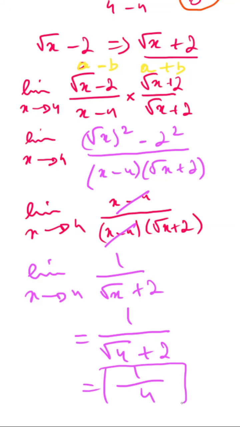So this is it. As you can see, we had to pass through conjugation, the conjugates, because we had square roots. So a small tip for you: whenever you see a square root inside your expression, always think of conjugates, after trying the substitution first.